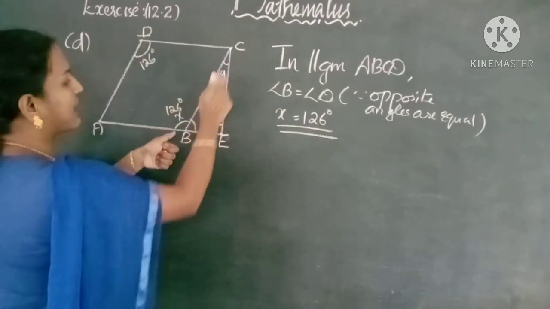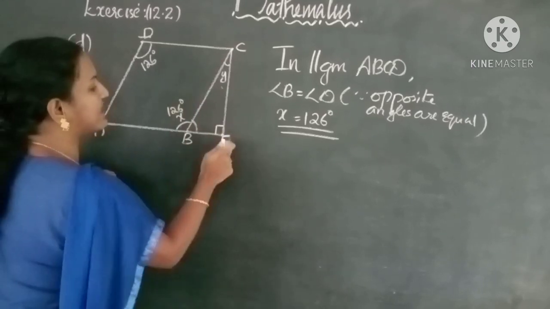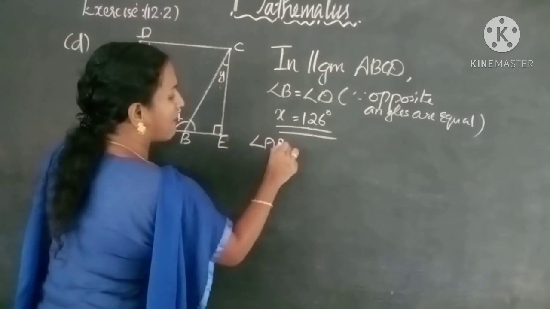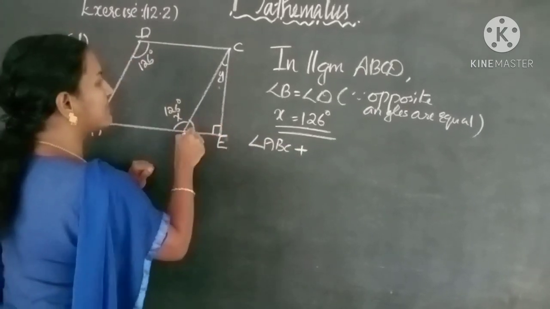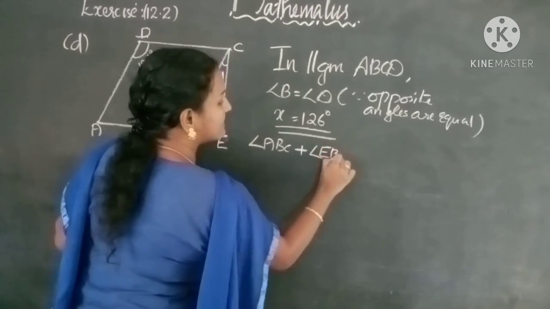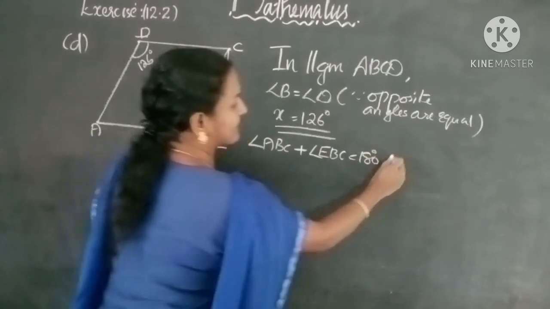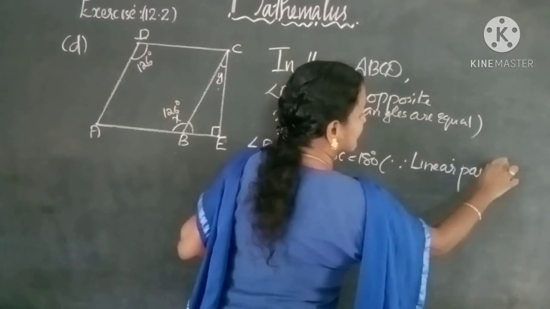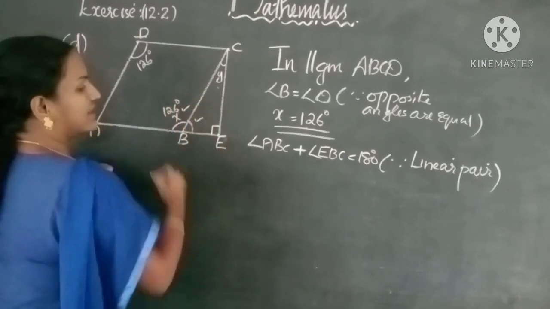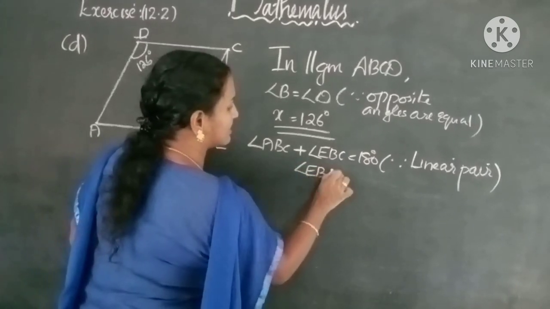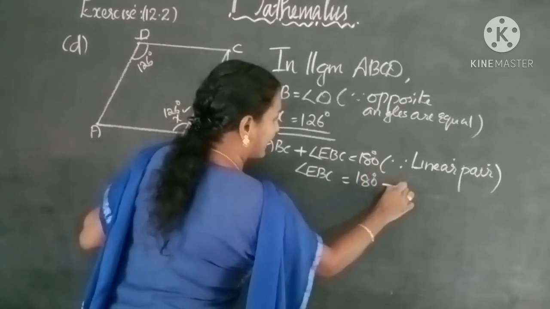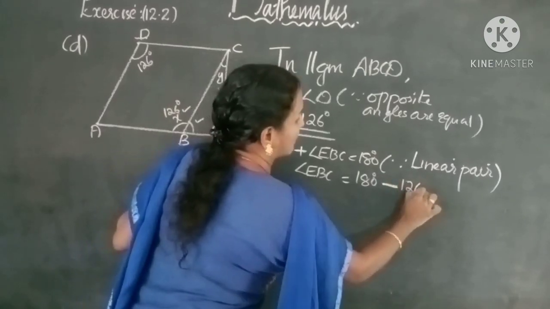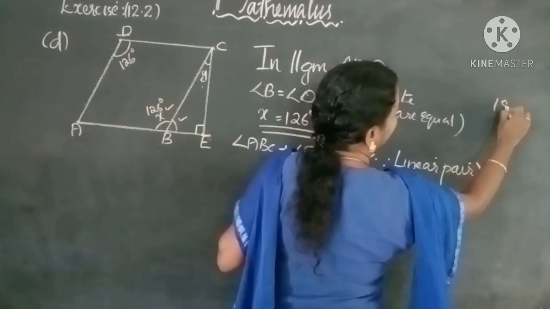Then angle ABC plus angle EBC is equal to 180 degrees. Reason: linear pair. So angle EBC is equal to 180 minus, here angle ABC is 126, so 180 minus 126.